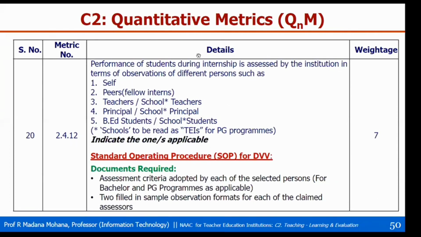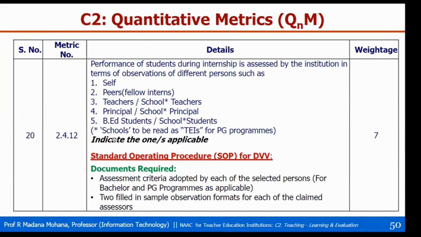2.4.12. Performance of students during internship is assessed by the institution in terms of observations of different persons such as self, peers, means fellow interns, teachers or school teachers, principal or school principal, or BEd students or school students. So here schools to be treated as TEIs for PG programs as per the terminologies. So whichever applicable you can select it, which carries 7 points.